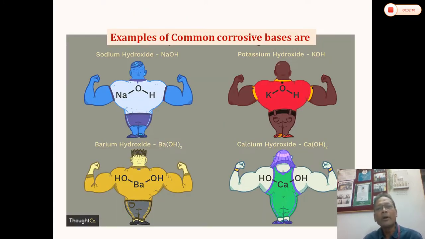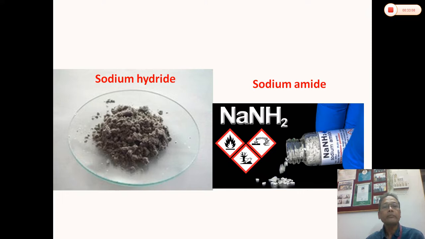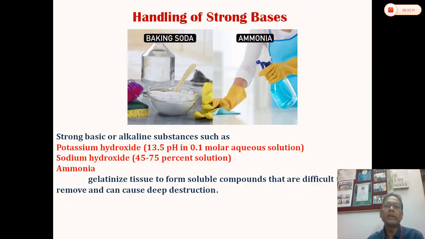I have tried to show you the strength of corrosiveness of sodium hydroxide, potassium hydroxide, barium hydroxide, and calcium hydroxide. This is sodium metal. We keep sodium metal in kerosene when not in use because it is highly reactive, and when it comes in contact with skin, it damages the skin and causes irritation. These are sodium hydroxide, sodium amide, and butyllithium. These are corrosive chemicals, and the handling of these chemicals is the same as that of strong acids.